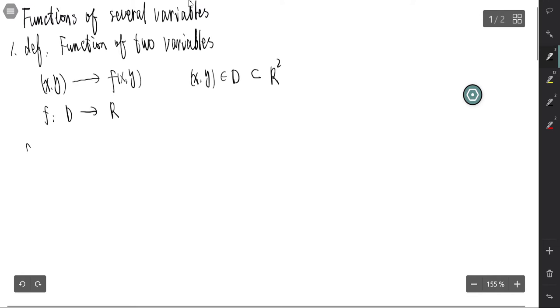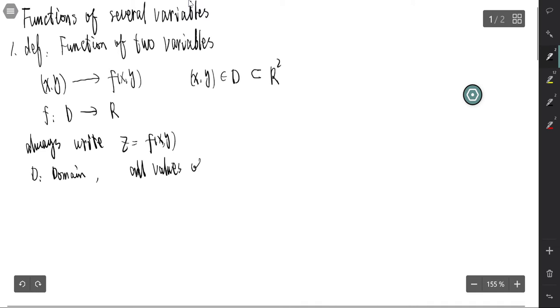We always write z equals f(x, y). Here D is a subset of the x-y plane. The x-y plane is R2, the space of R2. We call D the domain, and all values of f(x, y) the range of f.